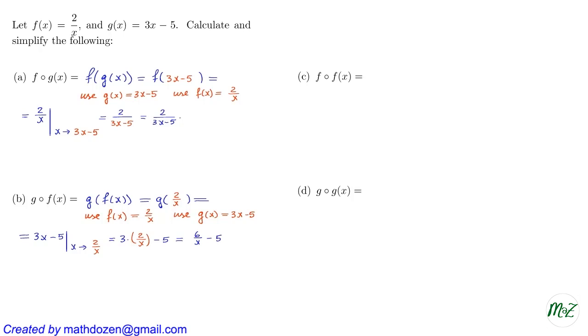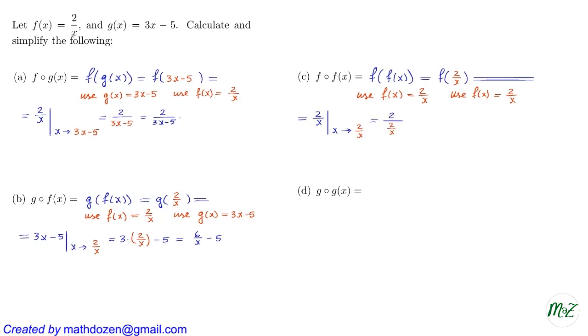So for the third composition, we're looking at f applied to f of x. So the innermost expression is f of x, which is the same as 2 over x. So you do that once. And now you use the fact that this outer function f is also equal to 2 over x. So this f applied to 2 over x is equal to the formula 2 over x with x replaced by 2 over x. Okay, so you end up with this fraction, 2 over the fraction 2 over x.